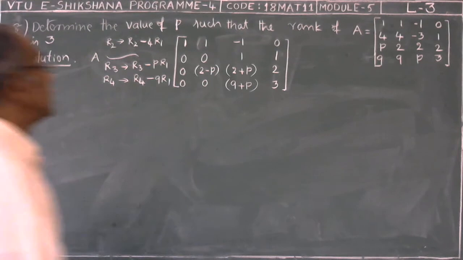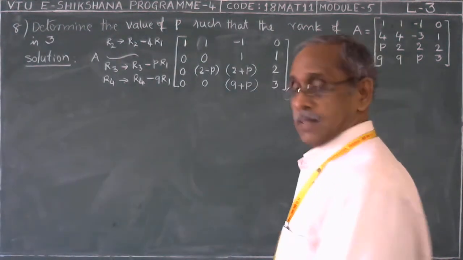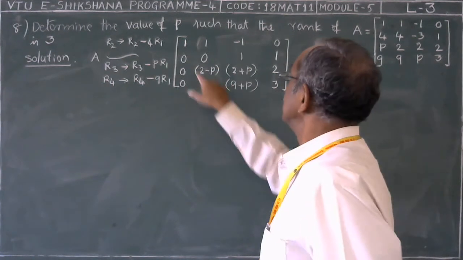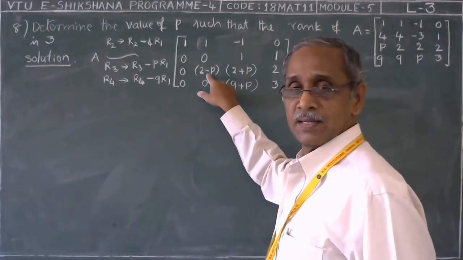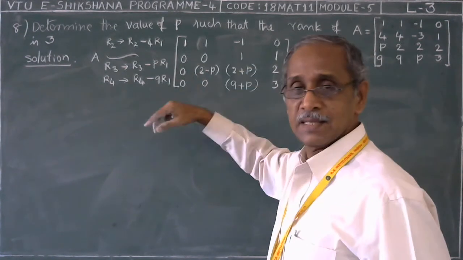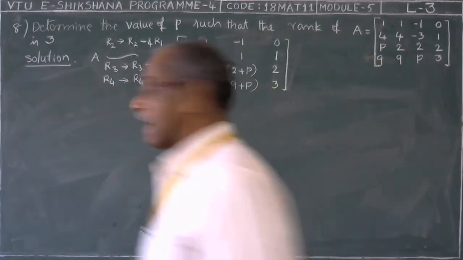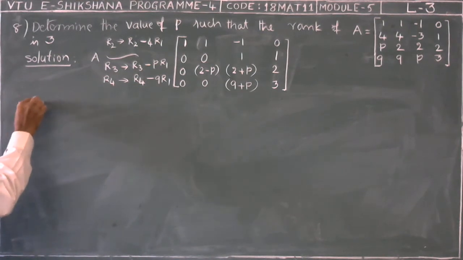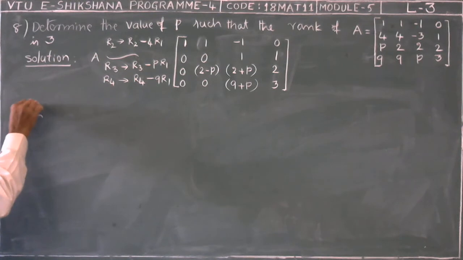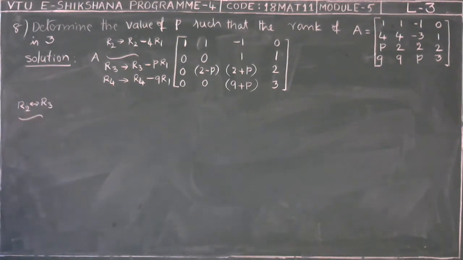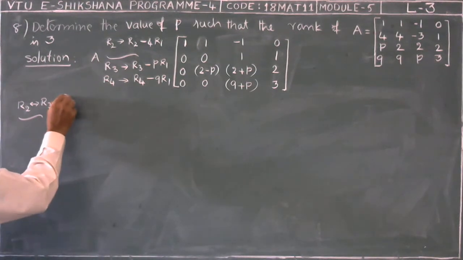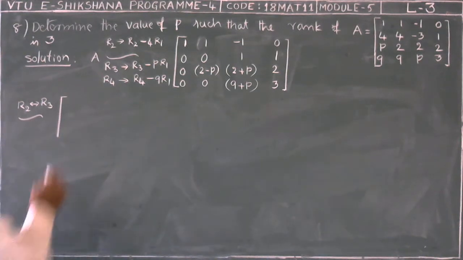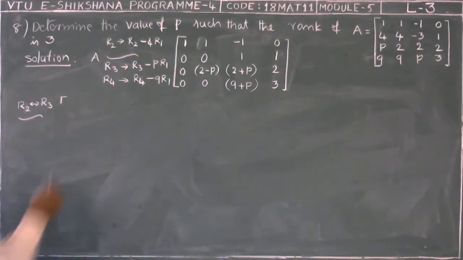Now look at the second row, third row and fourth row. 0, 0. And here the leading entry in the third row is 2 minus 1. So I have to push this to the bottom level. So I will interchange R2 and R3. So I get the equivalent matrix. Only R2 and R3 are interchanged.